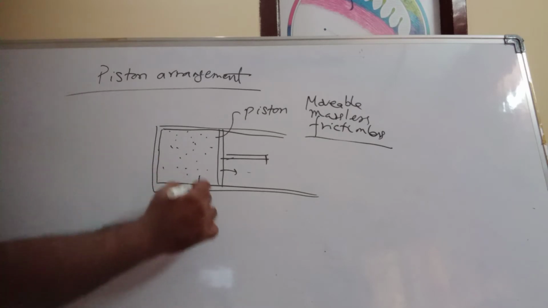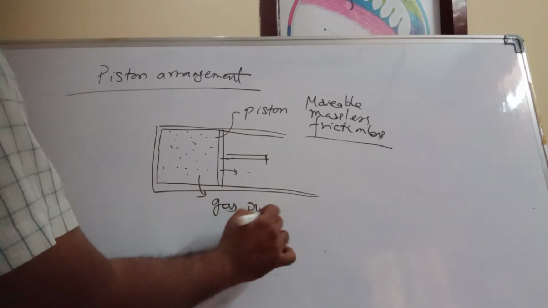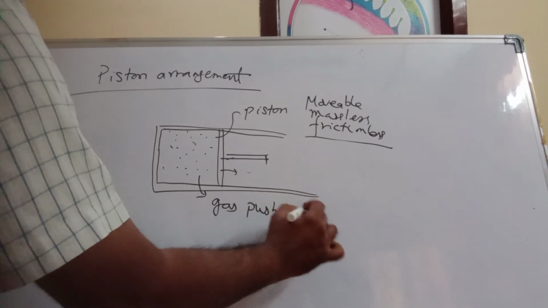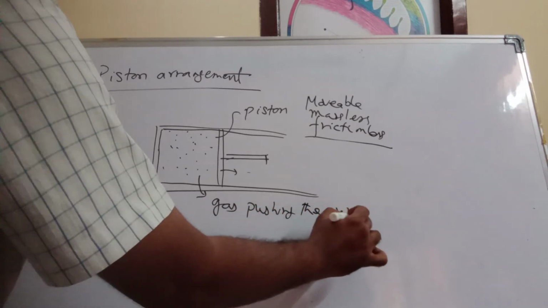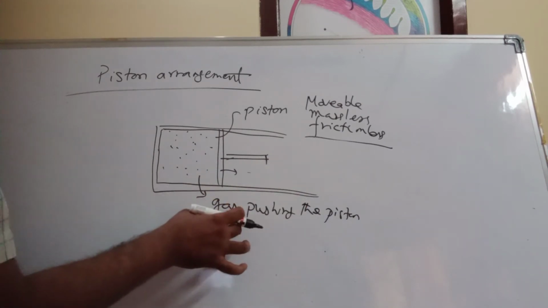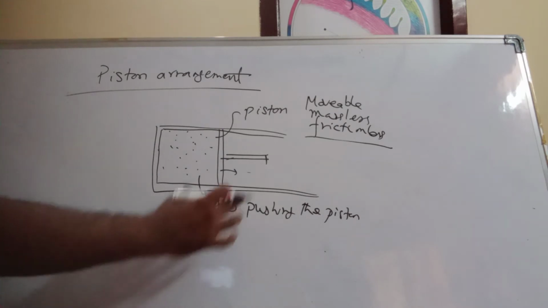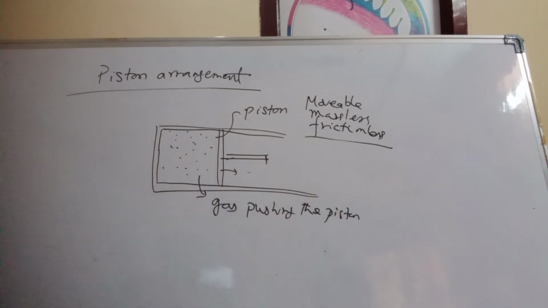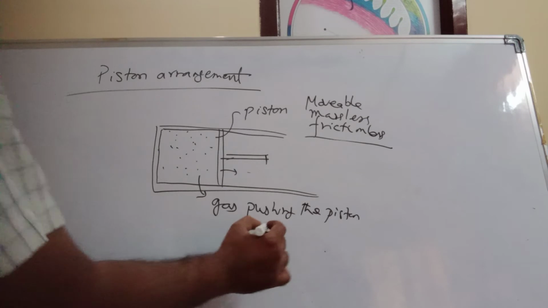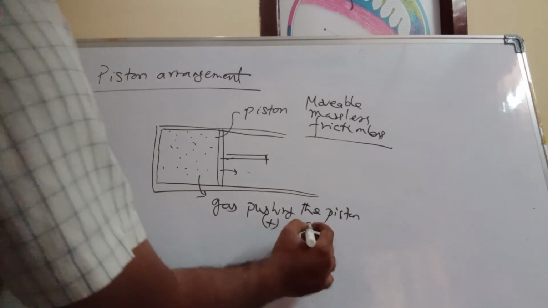So here gas is pushing the piston. Here everything is surrounding. Okay. So the gas is working on the piston. The gas, the system, is working on the environment. So which type of work is this? It's a positive work. We have seen an expression for that.